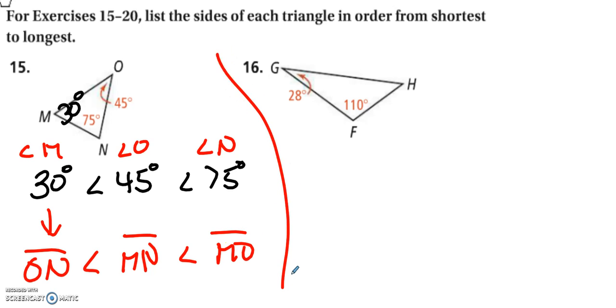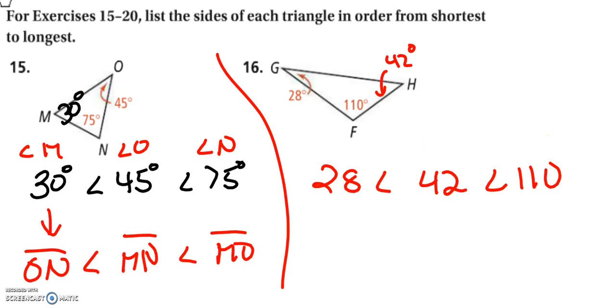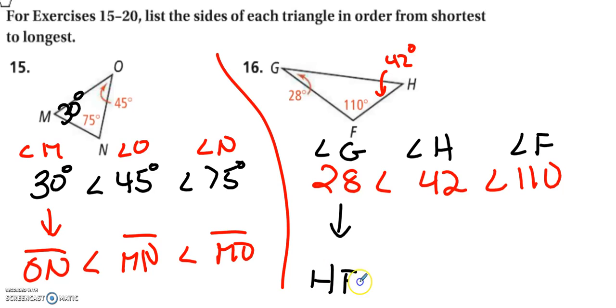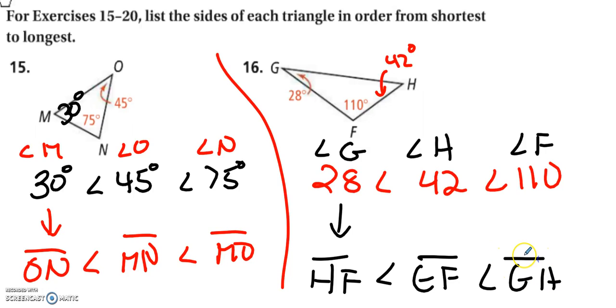Same thing here. Okay, again, quick calculations. 180 minus 110 minus 28 leaves me with 42. So I'll list them smallest to largest. 28 is less than 42, which is less than 110. This is angle G. This is angle H. This is angle F. So 28, its opposite side is going to be HF, is less than GF, which is less than GH.